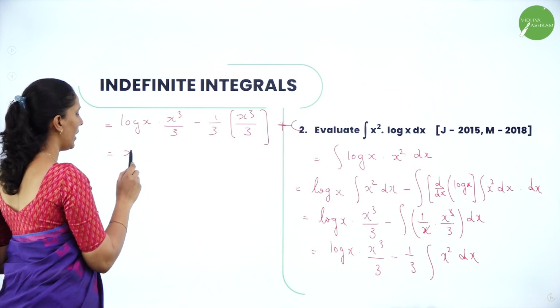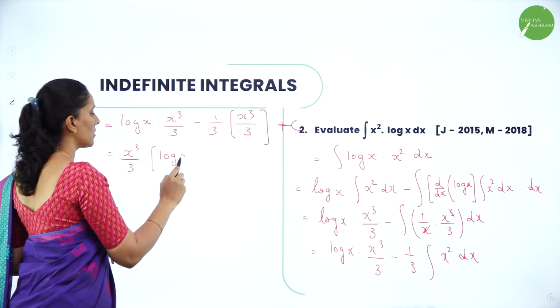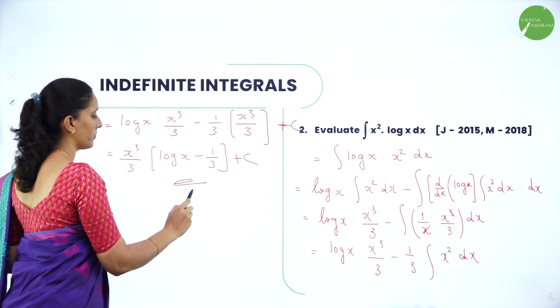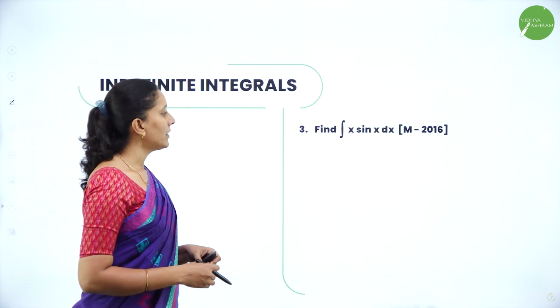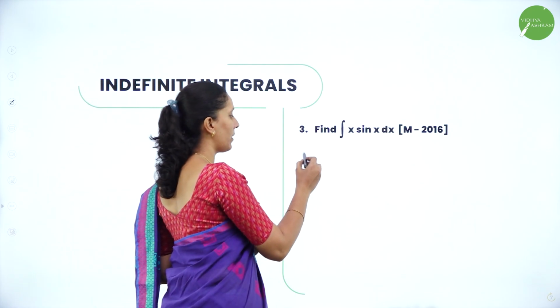So we can take x cube by 3 outside. You can write this as log x minus 1 by 3 plus c. Next we have integral of x into sin x. Again we are going to apply the integration by parts.